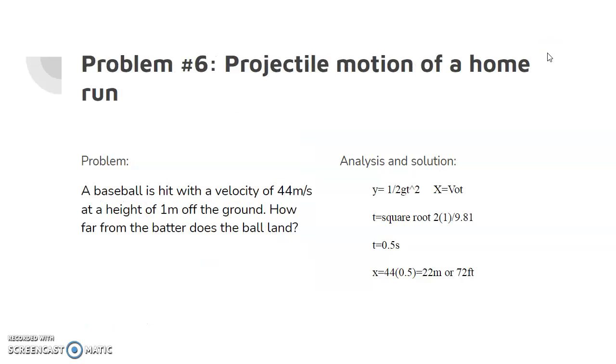Okay, now it's time for the last problem. A baseball is hit with a velocity of 44 meters per second at a height of 1 meter off the ground. How far from the batter does the ball land?